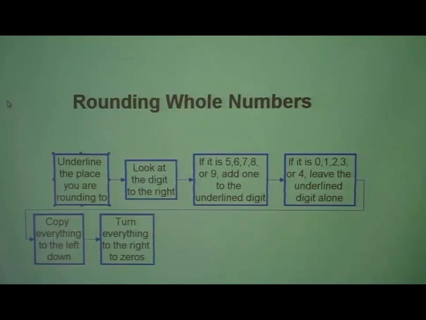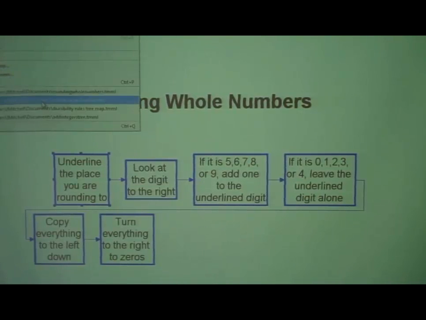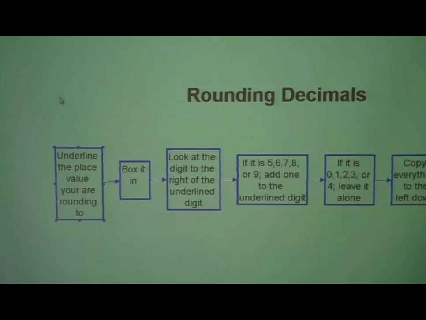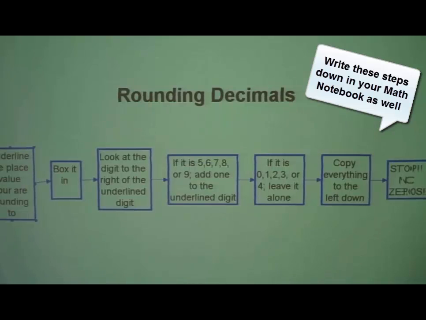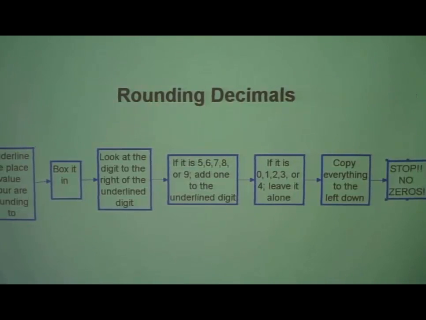Now let's look at the steps for rounding decimals. All right, let's look at these steps. Underline the place value you are rounding to. So this is the same as for whole numbers. For decimals, we're going to box it in. And there's a reason for this that I'll explain later when we're doing examples.